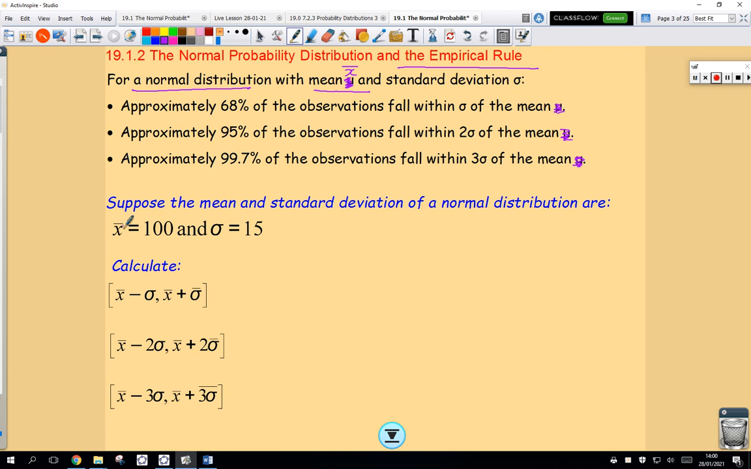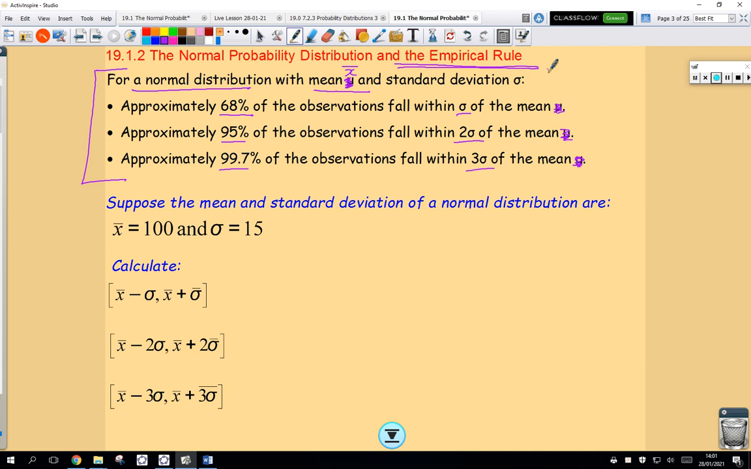So this is called the empirical rule. You have to learn that by heart. You have to learn 68%, that's 1 standard deviation, 95%, that's 2 standard deviations, and 99.7%, that's 3 standard deviations. This is sometimes called the 68, 95, 99.7 rule. Okay, but it's usually called the empirical rule.